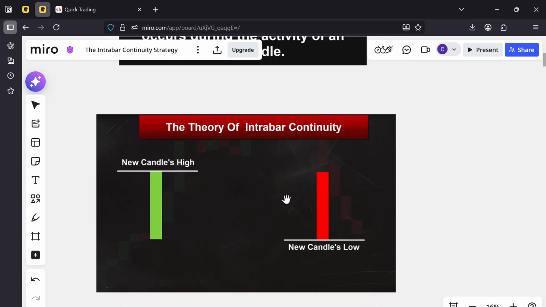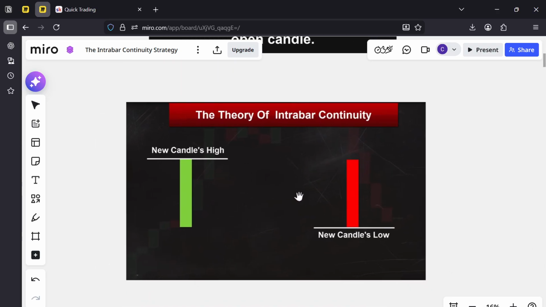The theory of the intra-bar continuity is pretty simple. How it is going to work is we are trying to place trades based on the pullback of a candle high. The candlestick, as I already explained, will open like this, and then it will create a movement, either deciding to go up, or whether it's going to open like this and decide to move downwards, and obviously that would be red.